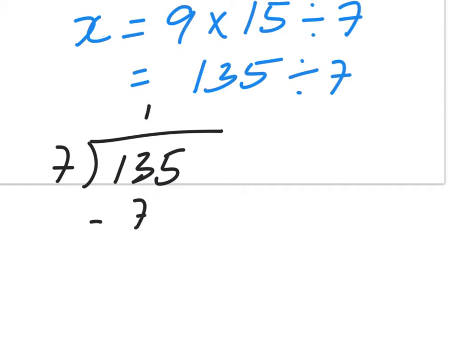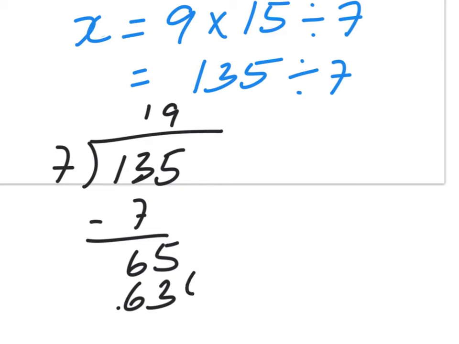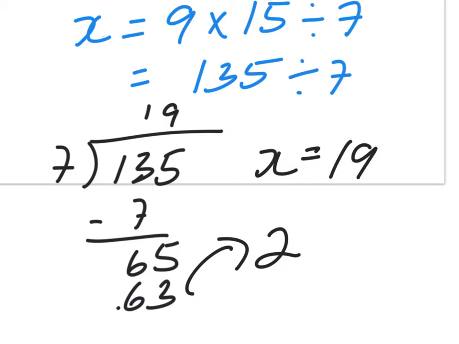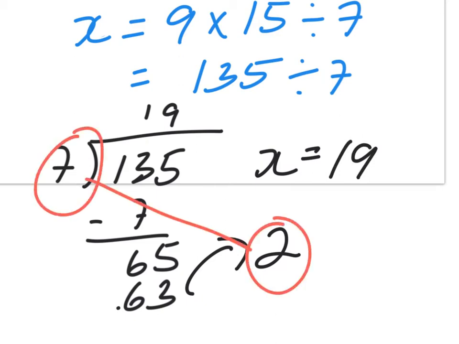Put down the 7, subtract, you get 6. Bring down the 5. 7 goes into 65 9 times. 63. And then when you subtract, you get 2 left over. I'll have to write the remainder over here because I don't have space. So 2 left. 7 doesn't go into 2. So you have 2 left over. So your answer is that x equals 19. And then remember you put the remainder over the divisor. 19 and 2/7. Okay?